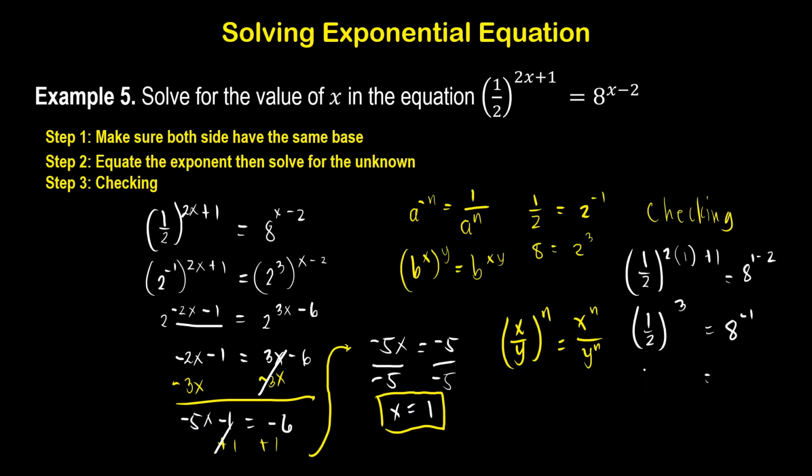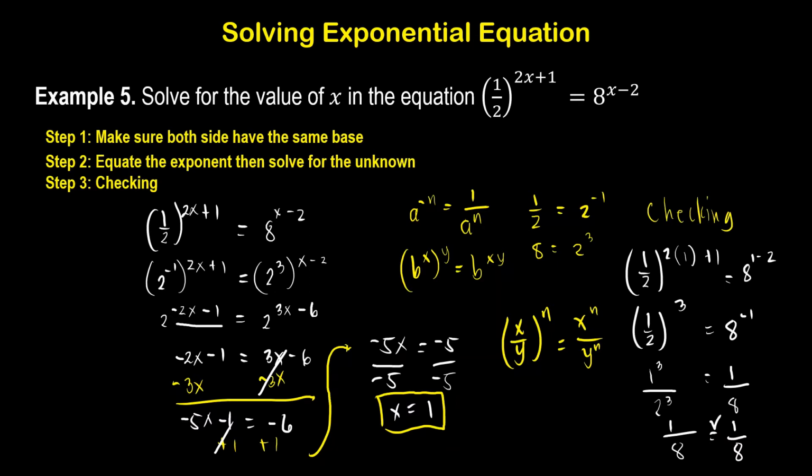So, dito we have 1 half, raised to 3. We just simply distribute the exponent 3 to both numerator and denominator. So, we have 1 raised to 3, then dito naman sa denominator, 2 raised to 3. On the right side, since we have a negative exponent, we can express this one as 1 over 8. So, let's see if equal ba sila. Of course, 1 raised to 3 is equal to 1. Then 2 raised to 3 is equal to 8, which is equal to the right side equation. So, therefore, this is correct. That means ang value ng x natin is equal to 1. So, that's how you solve an exponential equation.